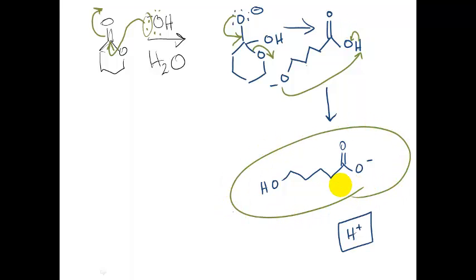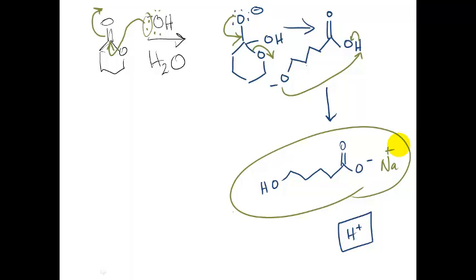Now if we wanted to afford our final carboxylic acid, it would have to be in its protonated form, and so we could, in a second step, at the end of the reaction, we could protonate, or simply put a salt in there so we could stabilize that species.